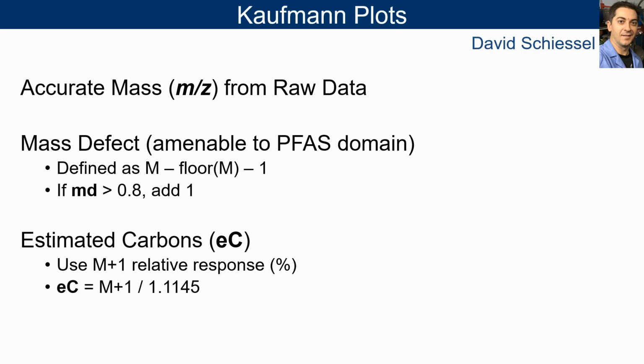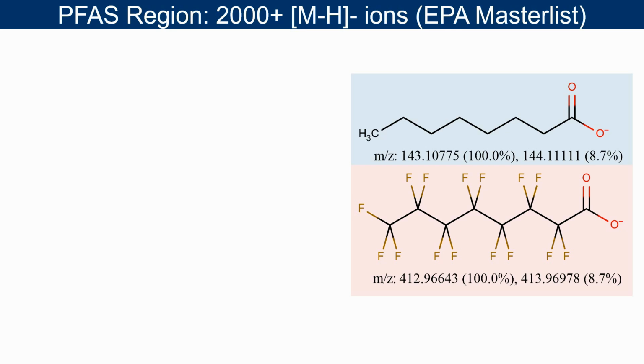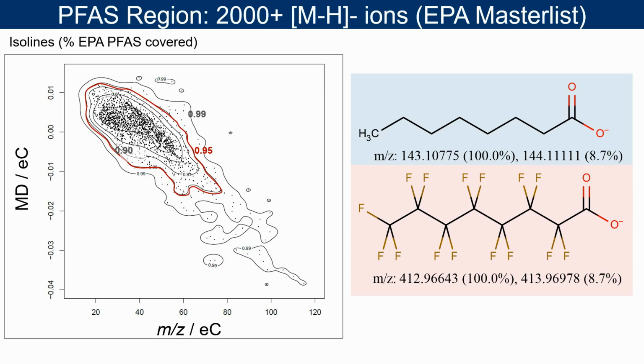And so we get this equivalent carbon by dividing the M+1 relative abundance by 1.11. So if the relative abundance is 1.11%, as you'd expect for something with a single carbon, and you divide it by 1.11, you get 1. If it's 2.2%, you get 2. So this gives you the equivalent carbons. Now, as we showed with these 2 examples, the one will have a much higher mass for the same amount of carbons.